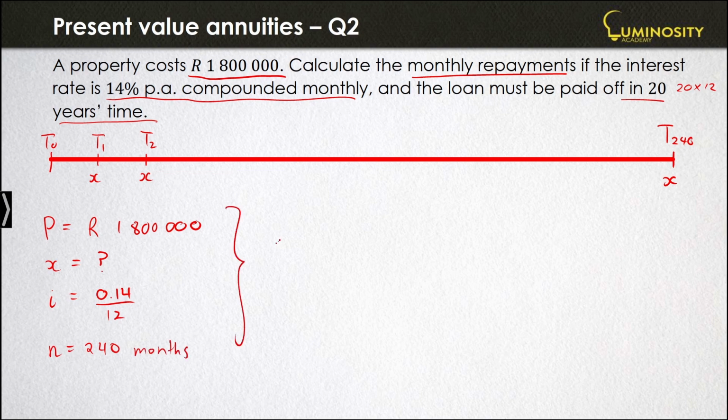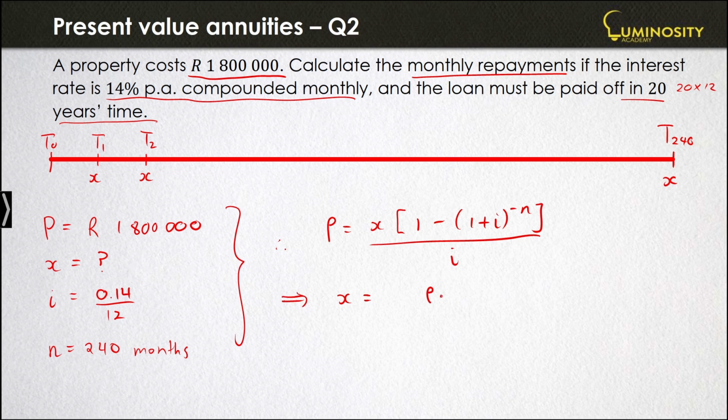Okay, so therefore, solving for X in the present value formula. P equals X into 1 minus 1 plus i to the negative n, all over i. So now if I rearrange and make X the subject of the formula, that's going to be P times i, all over 1 minus 1 plus i to the negative n.